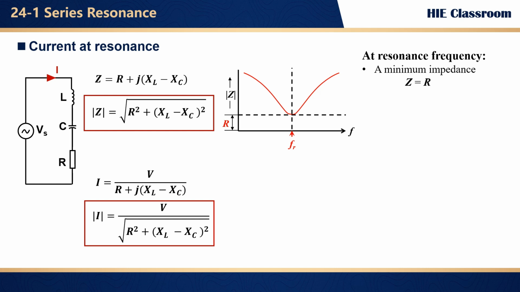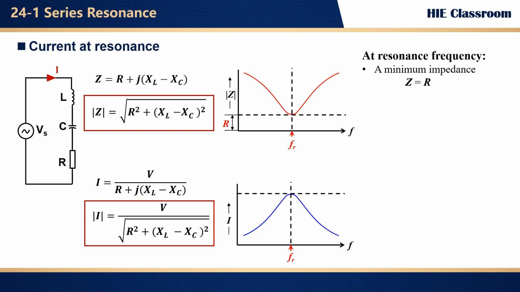Since I is inversely proportional to the impedance, we can find more from the frequency response curve. Away from the resonance, the current is pretty low because the impedance is pretty high. But right at resonance, where impedance dips to its minimum, the current spikes up sharply. At resonance, XL equals XC, and these two reactances cancel out to zero. So the current just becomes V over R, nice and straightforward.